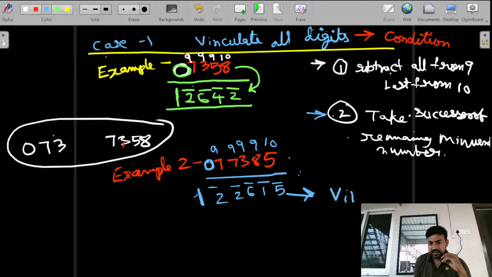This is called the vinculated form. So the vinculated form of 77,385 is 1 bar 2 bar 2 bar 6 bar 1 bar 5. This is the vinculated form of 77,385. Okay, final example in this case.